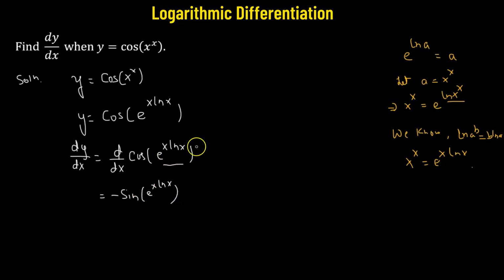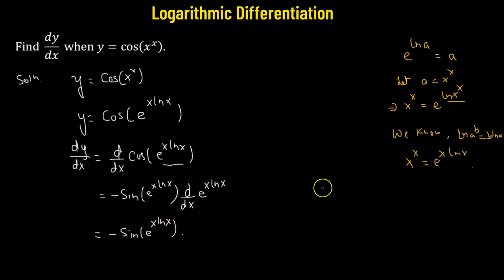Now since this is not x but e raised to the power of x log x, we'll have to take the derivative with respect to x of e raised to the power of x log x and multiply it to negative sine of e raised to the power of x log x as a consequence of the chain rule. Fine. So let's find out the value. So we have negative sine of e raised to the power of x log of x.